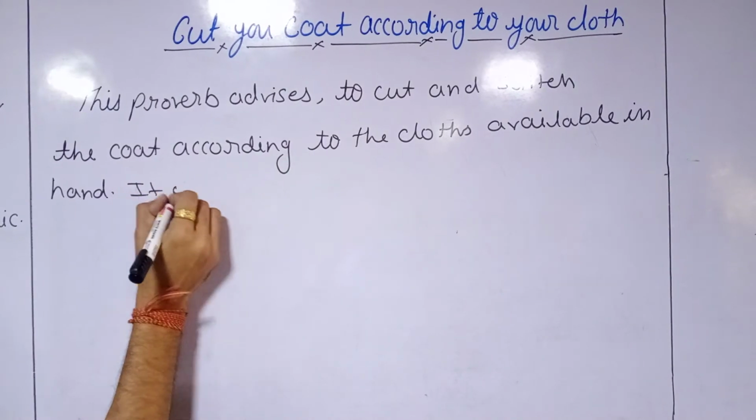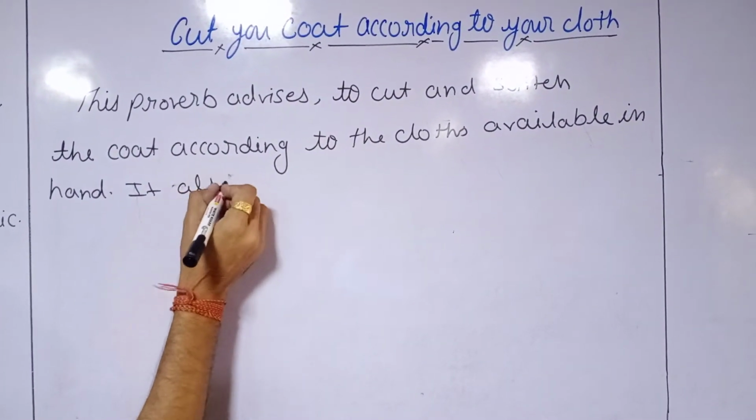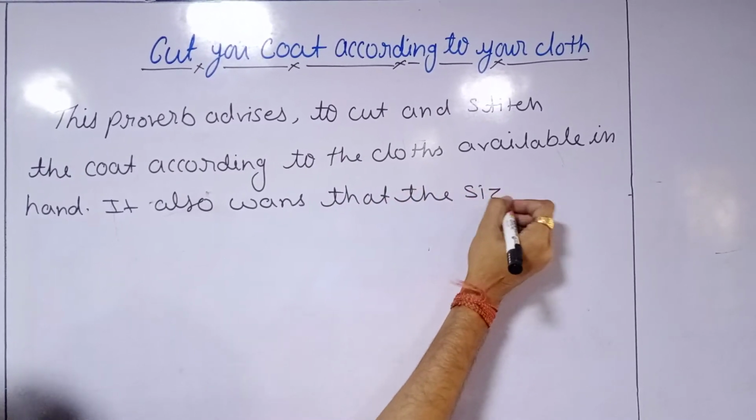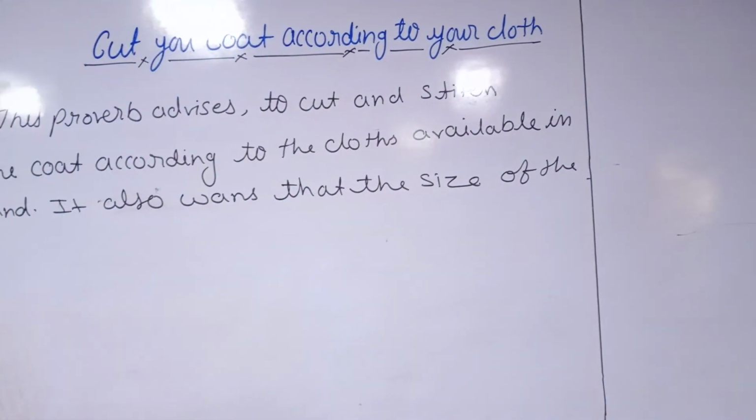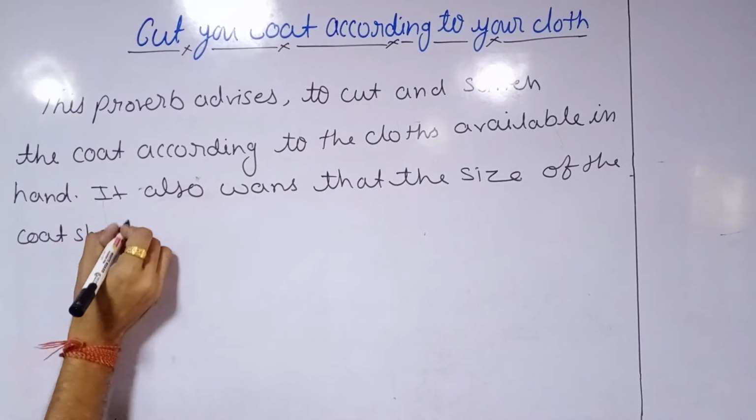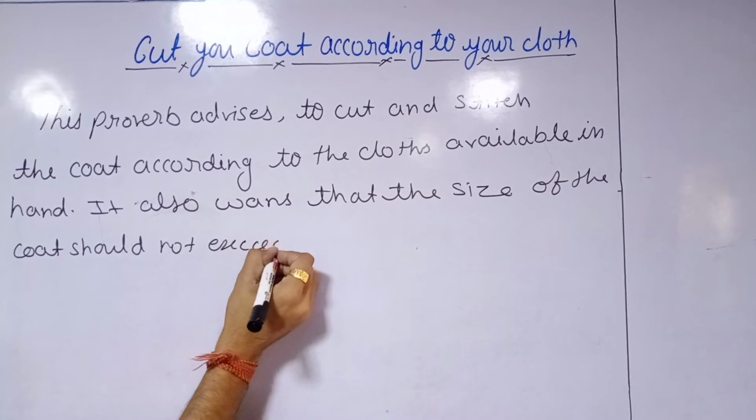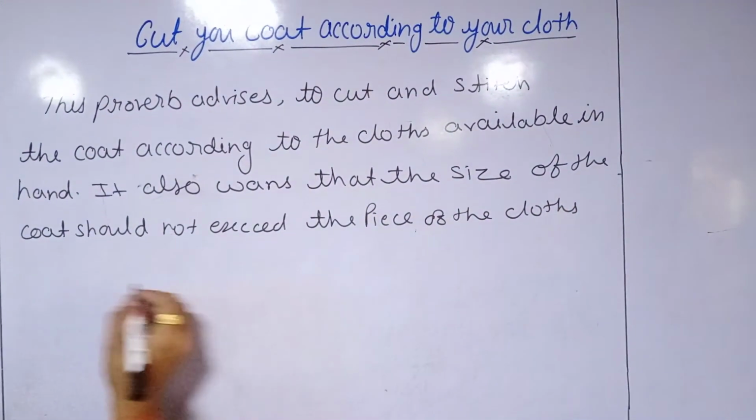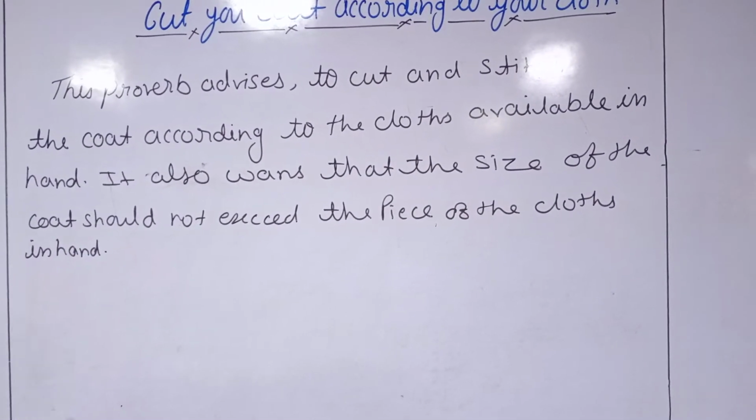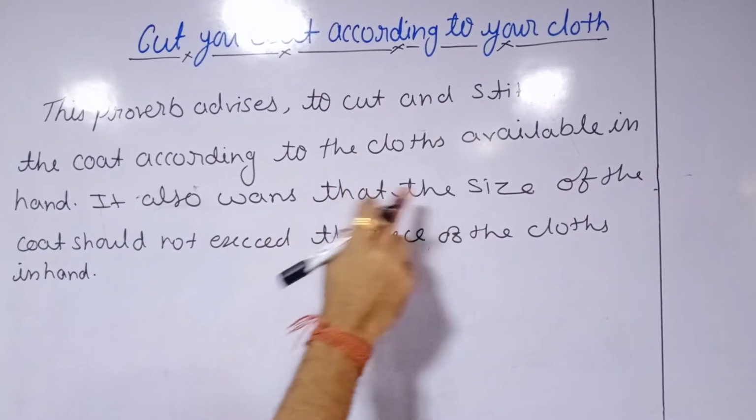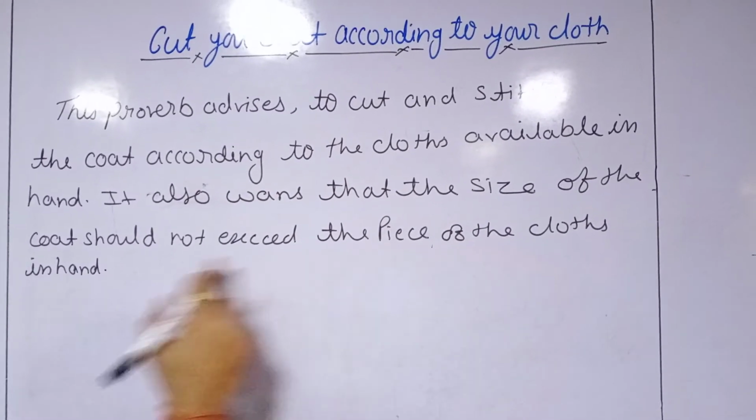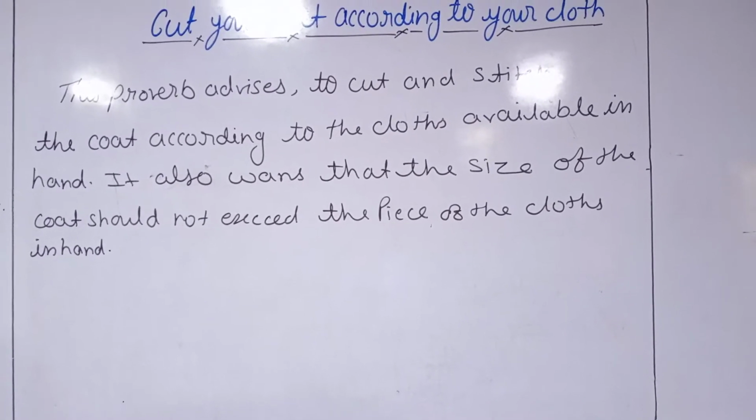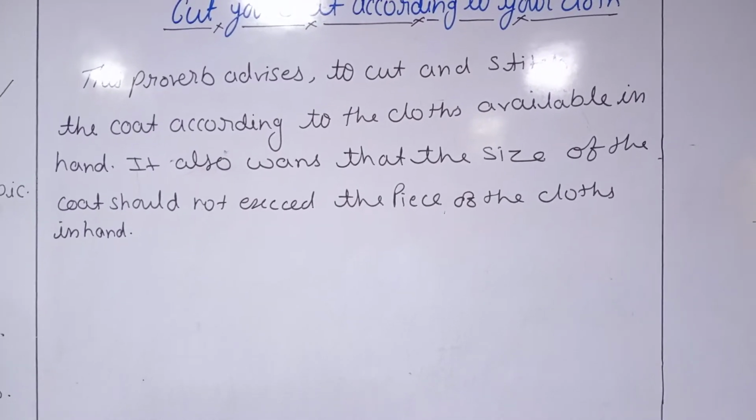It also wants that the size of the coat should not exceed the piece of cloth in hand. What is it warning? That the size of the coat should not exceed the piece of cloth we have in hand. The cloth will remain the same, so we should not try to stitch the maximum size of the coat. We have to keep that in our mind.